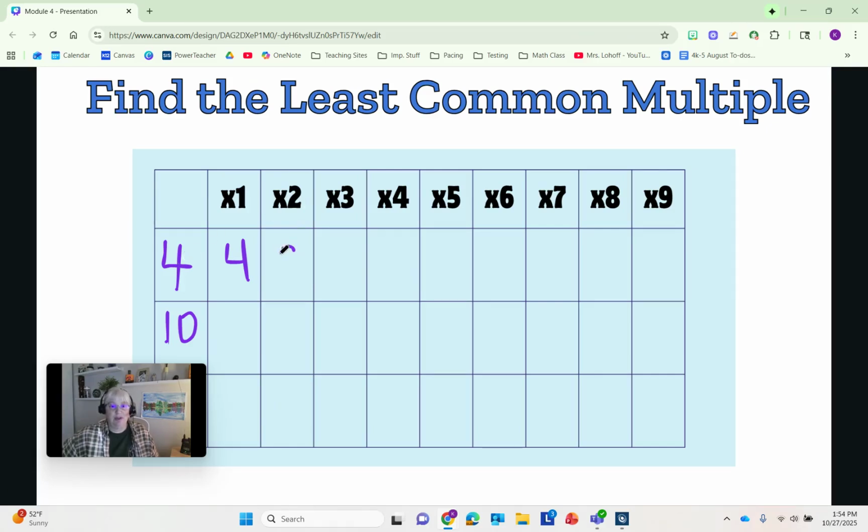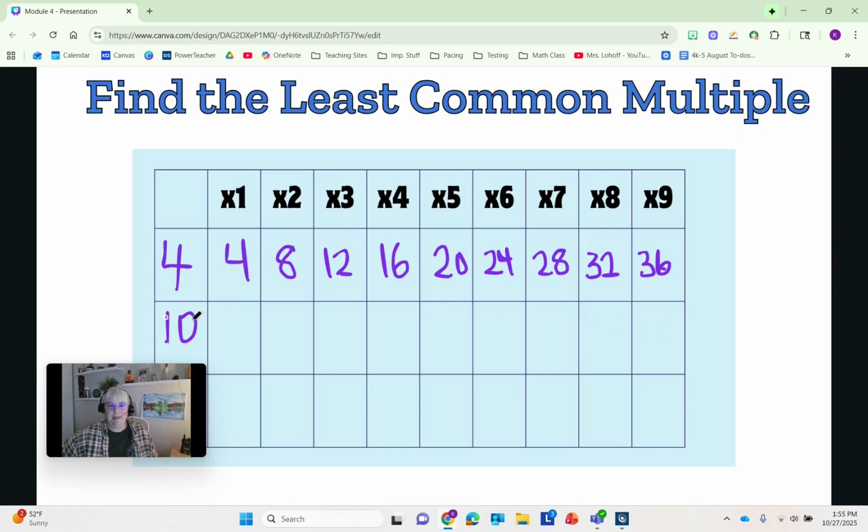4 times 2 is 8. 4 times 3, 12. 4 times 4, 16. 4 times 5, 20. 4 times 6, 24. 4 times 7, 28. 4 times 8, 32. 4 times 9, 36.